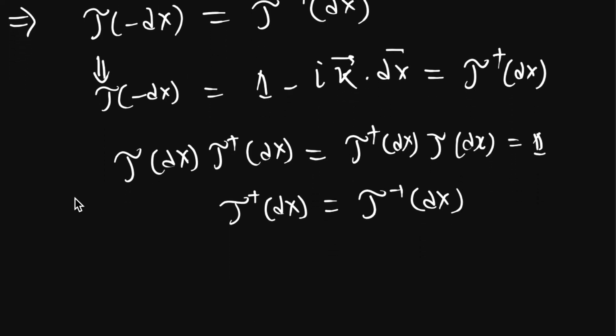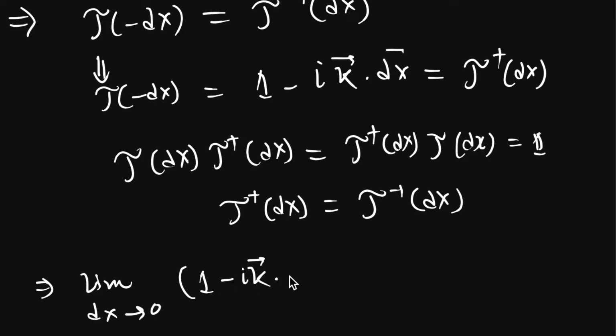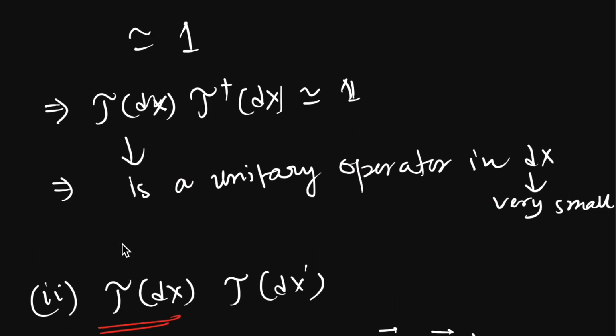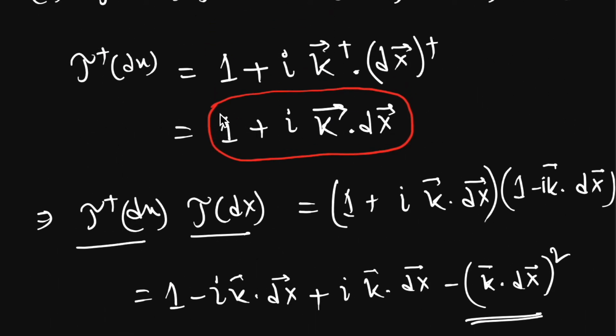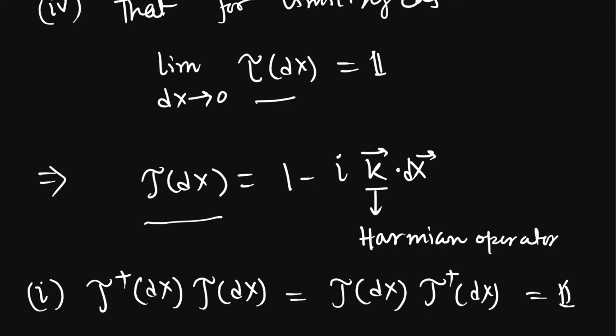And let us check the fourth property, that is, limit dx tends to 0 of 1 minus i k dot dx is equal to the unitary operator. That means it also follows the fourth property. That means we can take tau dx as follows: 1 minus i k dot dx.